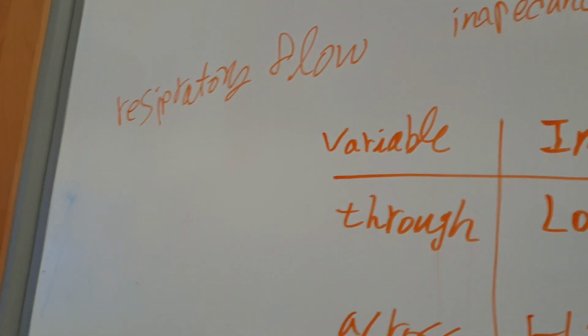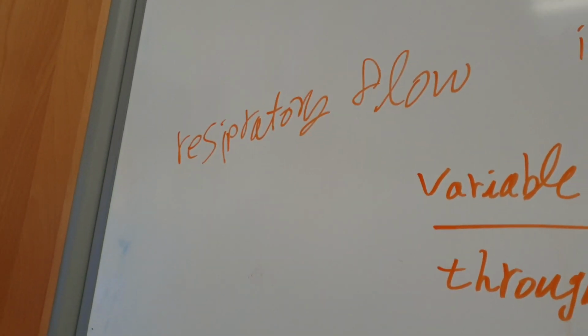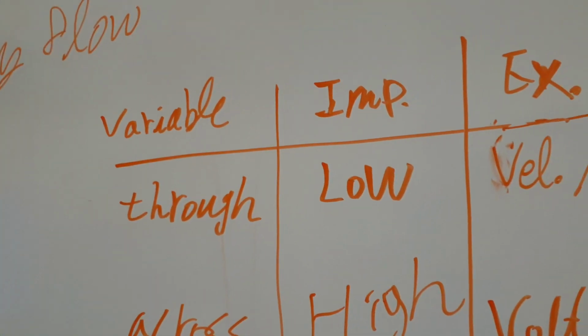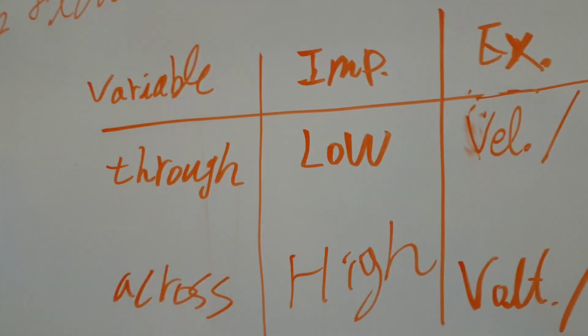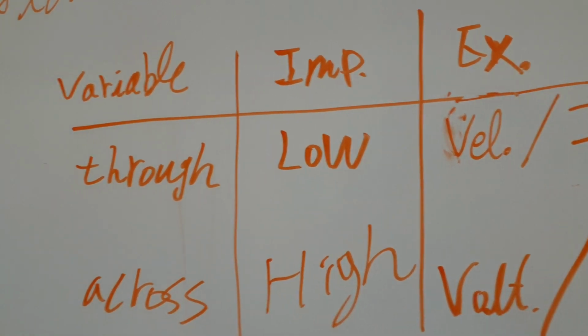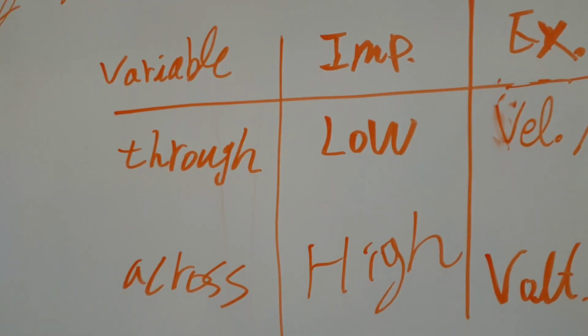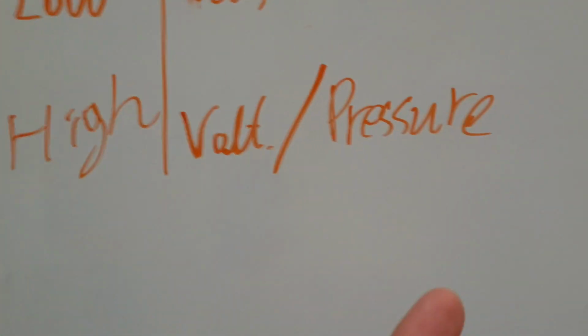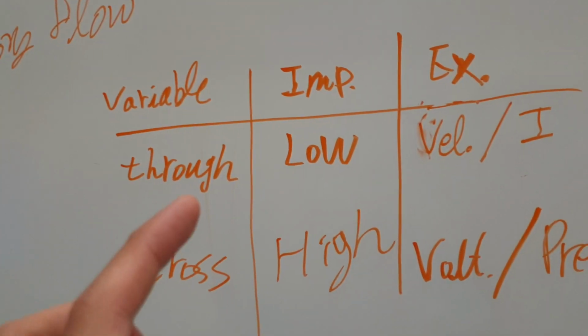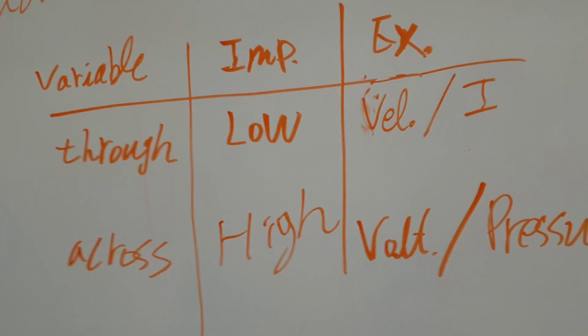So in the case of measuring respiratory flow, we want the measuring device impedance to be low, because it is a through variable. And for an across variable like pressure, we want the impedance to be high for the measuring device.